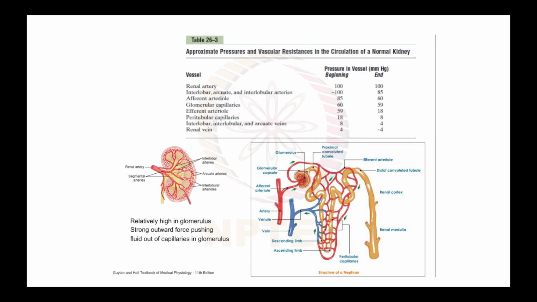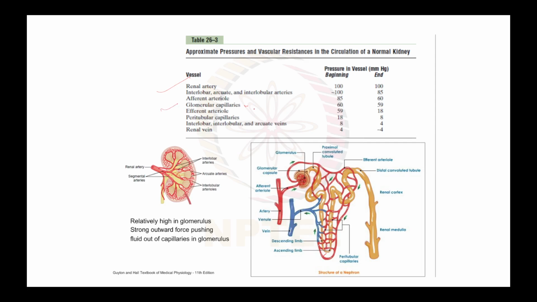This is approximately pressure and vascular resistance. This also we have discussed, how the pressure changes. Here you can see the renal artery pressure, pressure in vessel beginning 100 mmHg. Interlobular arcuate, interlobular arteries, afferent arteriole, glomerular capillaries, the pressure. So in the renal artery, the blood is coming with the average pressure of 100. It is 120/80, average 100 mmHg.